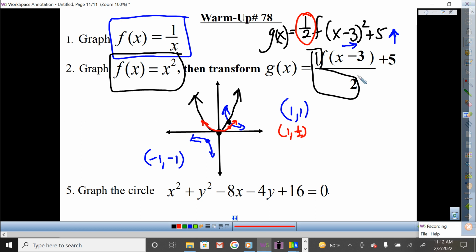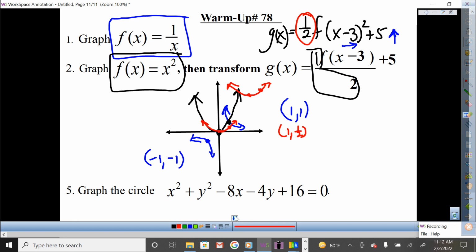So, if that's true, now all we have to do is what? Move it 3 steps to the right and 5 up. So I'm going to take this 3 steps to the right, 5 up. So those 2 points are right there. And there's my itty-bitty parabola. And there it is. Pretty straightforward, yeah? Yes, Mr. Q.